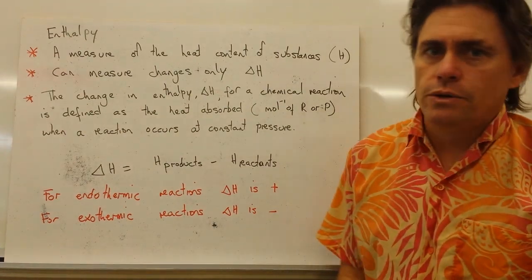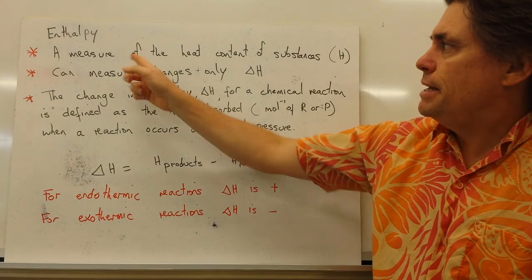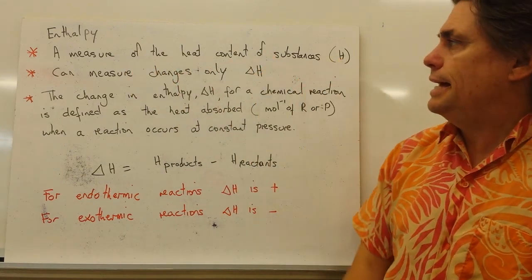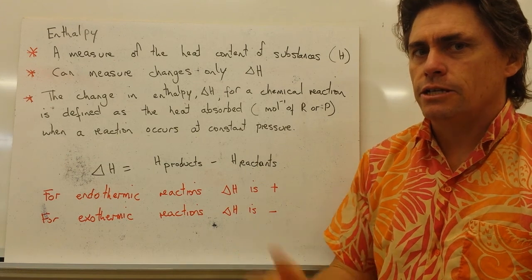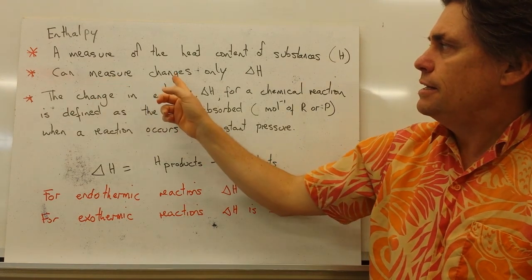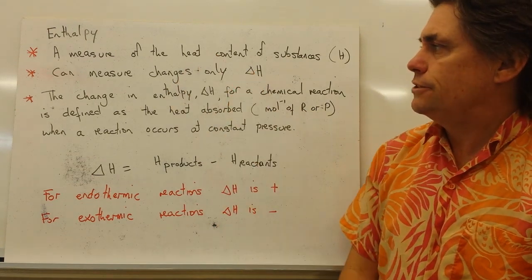Okay, let's have a look at this concept called enthalpy. Enthalpy is a measure of the heat content of substances, and it's given the symbol H. Now, we can't actually measure the heat content of a substance, but what we can measure is a change in the heat content, and we define that as delta H.